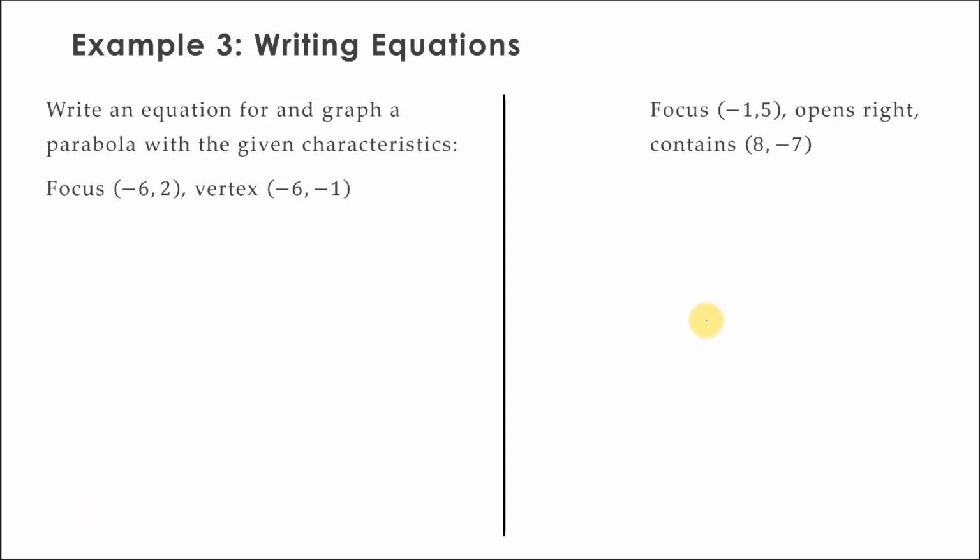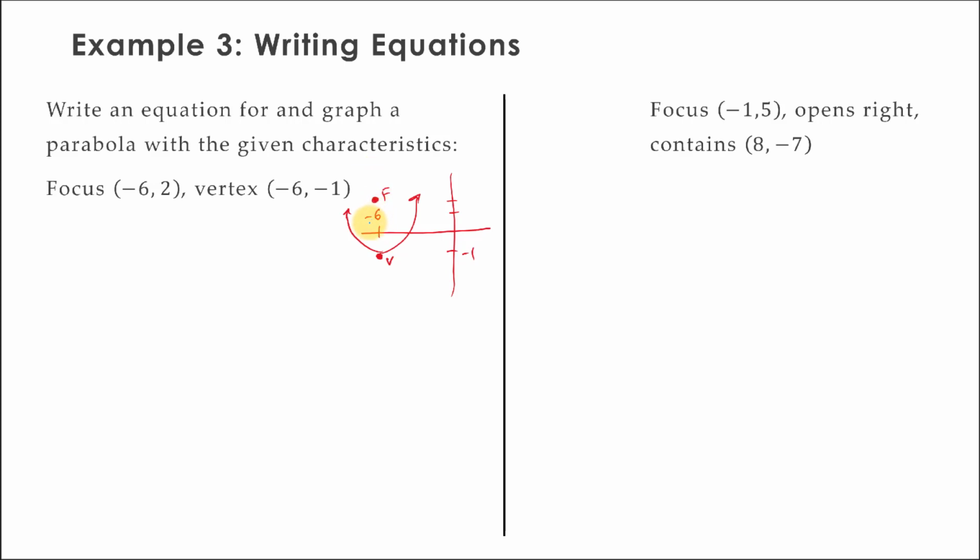Okay, we're going to write an equation and then graph a parabola with the given characteristics. We're given the focus and the vertex, so we need to figure out our orientation first. If I graph out these 2 points, I've got the same x value on these 2 points between my focus and my vertex, which means it's going to be an upright facing parabola, because my focus is always inside my curve. Since my focus is above my vertex, I know it's going to be upright facing.